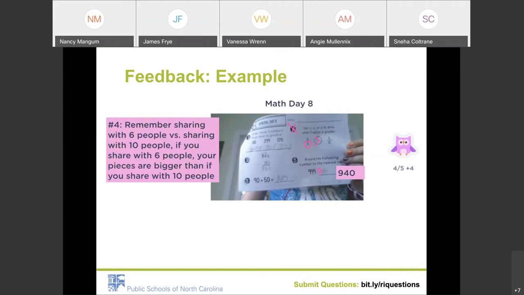The next slide you'll see here is an example of offering feedback to a student and explaining exactly why they got it wrong, not just that they didn't get the answer right, but why. And you'll see that there in the pink.